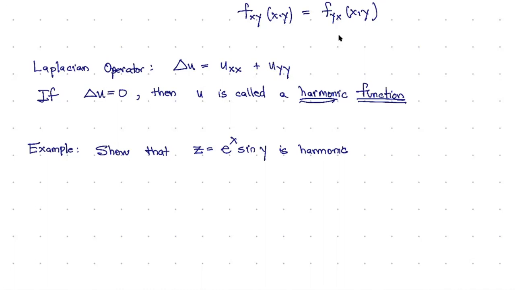But in order to show that z is harmonic, this means that I have to show that delta z equals 0. So in order for us to show that z is a harmonic function, we have to show that the Laplacian of z is equal to 0. That means I need to find the second partial derivative with respect to x, and add it to the second partial derivative of z with respect to y, and show that those two things will add up to be 0.